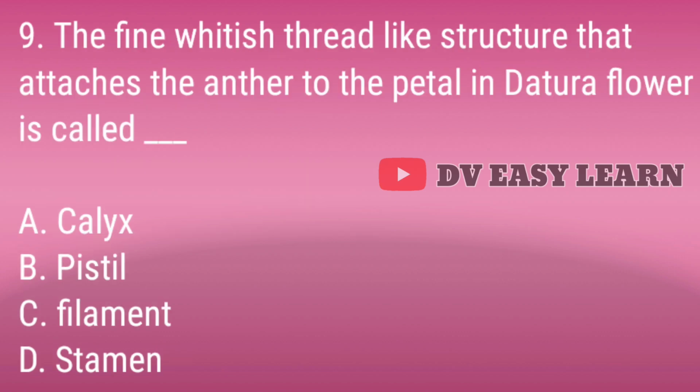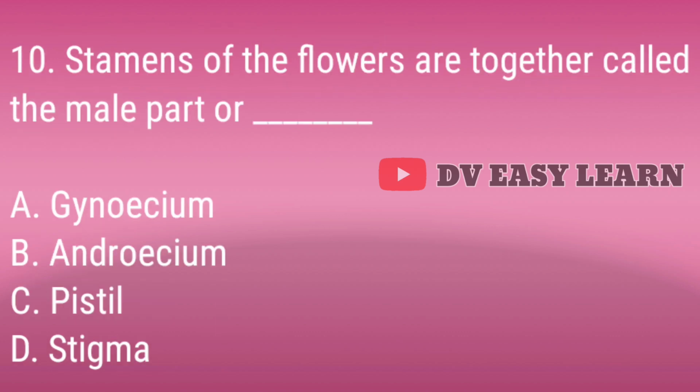Question number 9. The fine whitish thread-like structure that attaches the anther to the petal in datura flower is called. Correct answer, filament. Question number 10. Stamens of the flowers are together called the male part or dash. Correct answer, androecium.